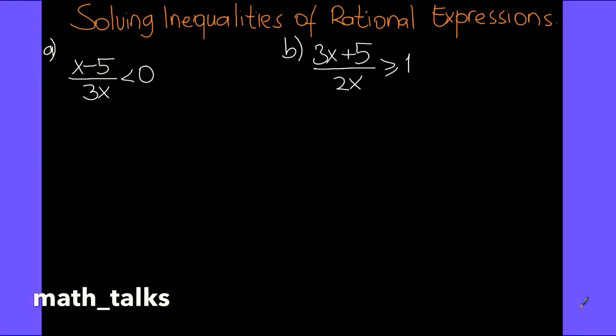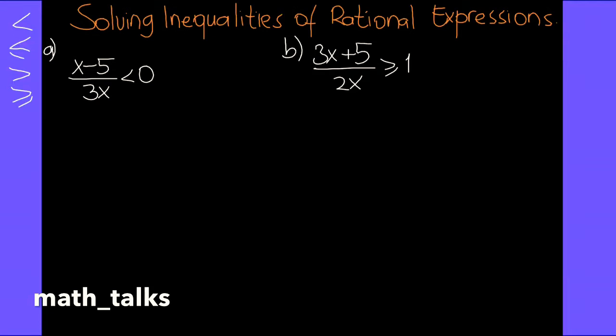And first of all, let us remember what inequalities are. We have four symbols of inequalities: less than, less than or equal to, greater than, and greater than or equal to. When you see these four symbols, you should immediately think that this is an inequality symbol.